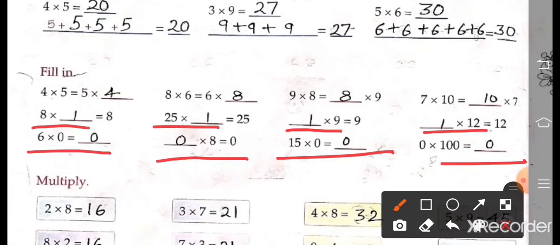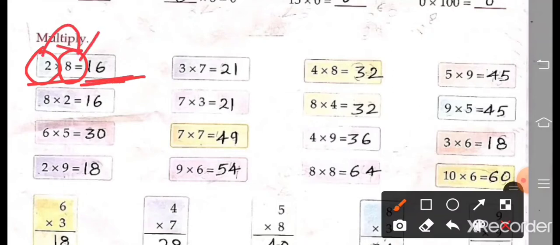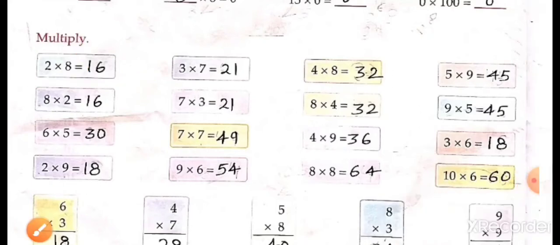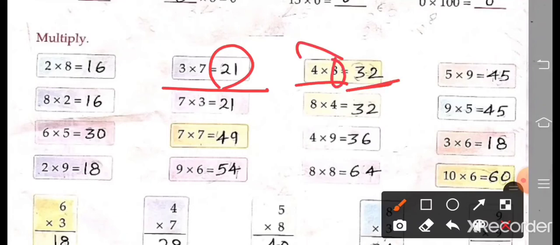Okay, now the next is multiply. 2 multiply 8. So here we have to read table of 8, 8 2s are 16, or we can read the table of 2, 2 8s are 16. The product will be same. 3 multiply 7, so 7 3s are 21. Now 4 multiply 8, 8 4s are 32.